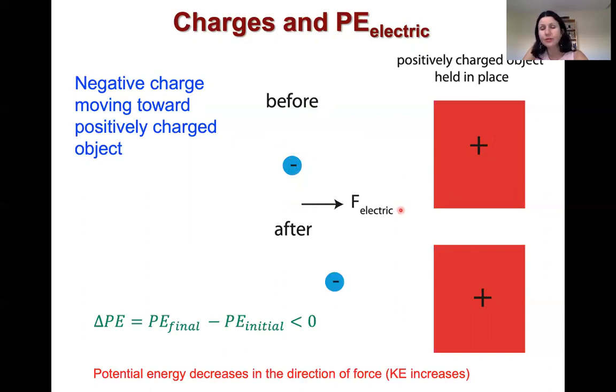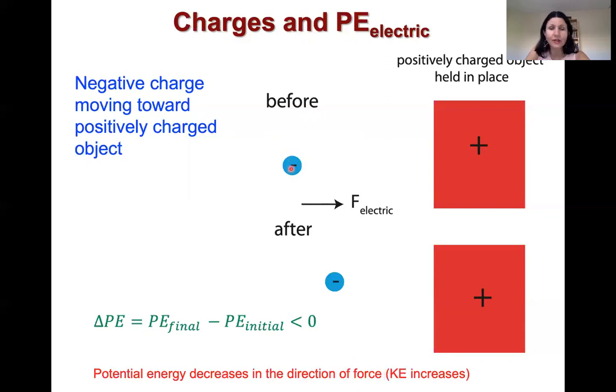So if it points towards there, what can we conclude if we assume that the connection between force and potential energy is universal, which it is? We can conclude that potential energy must have decreased from the initial to final state. So the change in potential energy is negative when you move a negative charge closer to a positive charge. And in terms of conservation of energy, what does that tell us? Well, it tells us that if potential energy decreased, some other energy increased. What is that other energy? It must be kinetic energy.